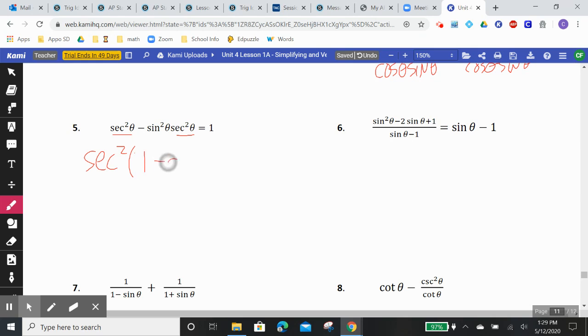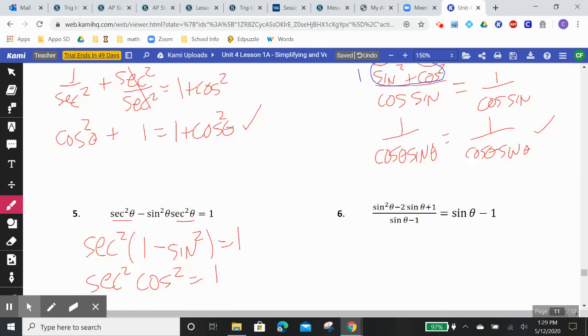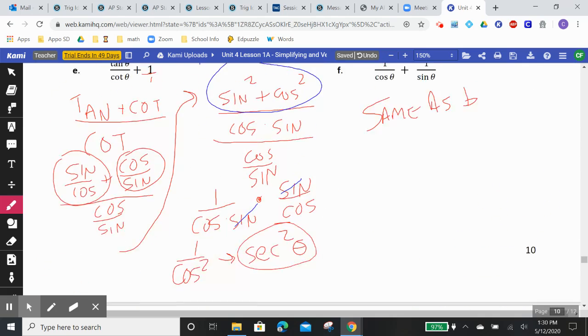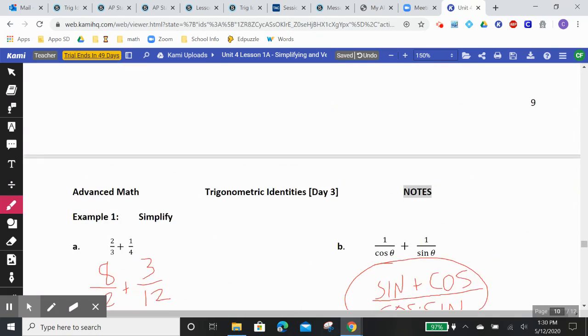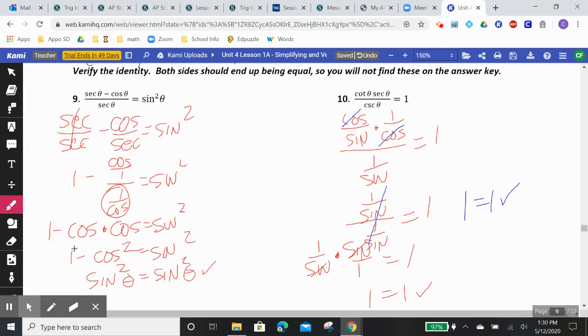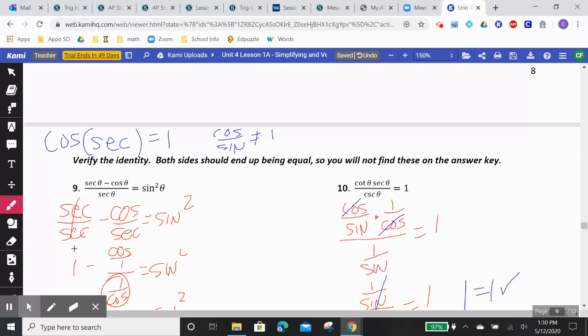Leave me with 1 minus sine squared. That's supposed to equal 1. Well, don't we know that 1 minus sine squared is cosine squared? And if you use the idea that I talked about up here, remember, when you multiply reciprocals, whether they're to the first, to the second, to the third, it doesn't matter. Whether you multiply those, you're going to get 1 because of reciprocals.